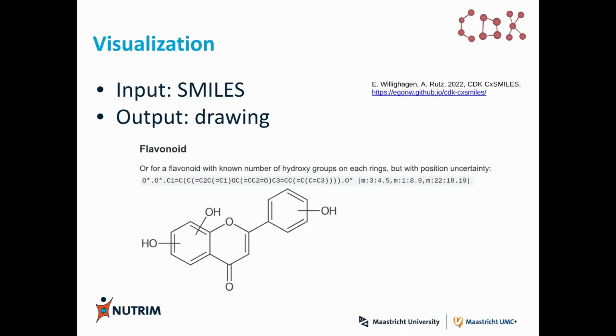Take this example here, this compound. We know the ring structure pretty well, but we don't know where those three hydroxyls are located. We can represent that visually in the diagram, as we can see here. But with the right tools, we can also represent this in a more machine readable way, in this case in the form of a CXSMILES. And once we have this annotated, we can start doing processing.